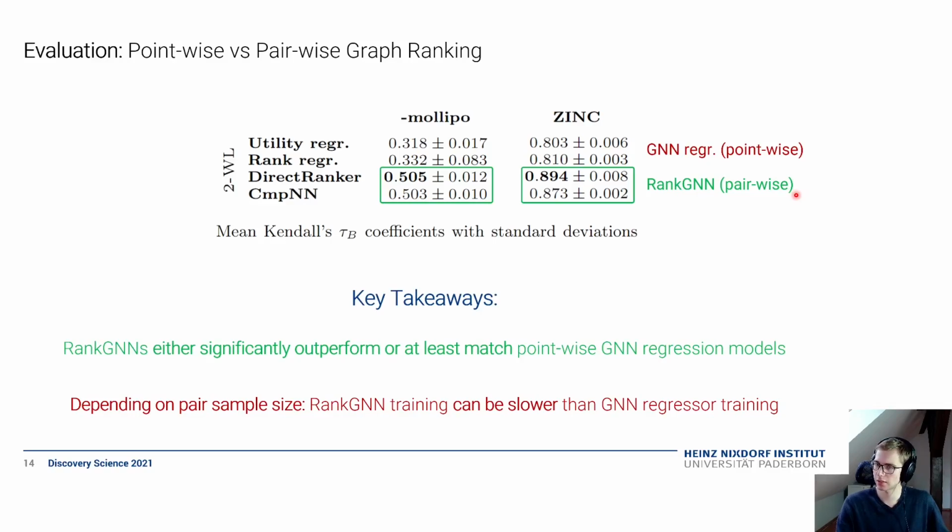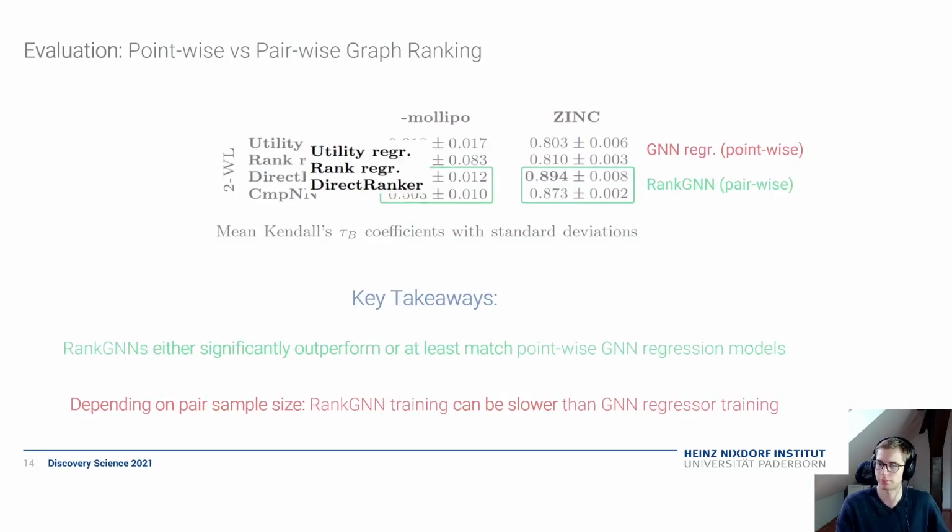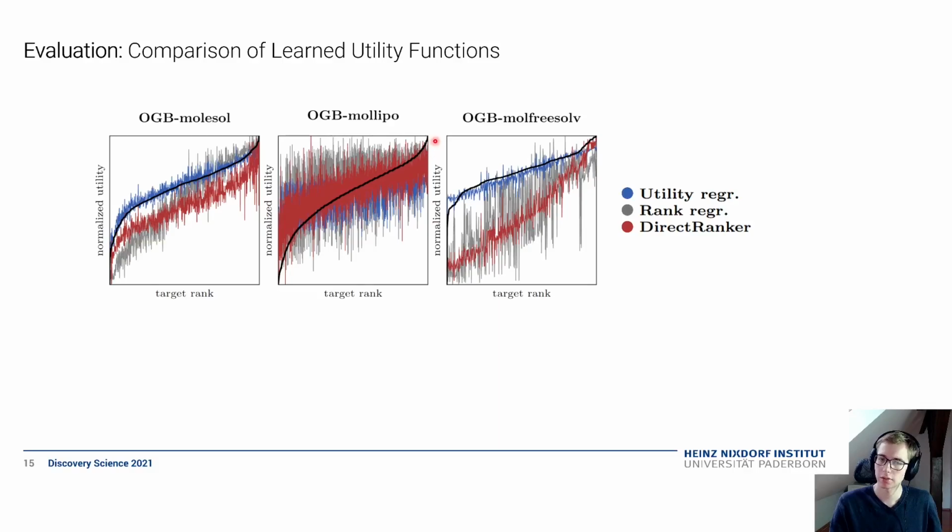Now, to get a better understanding as to why these pairwise approaches apparently perform so much better than the pointwise regression approaches, let's take a closer look at the utility functions that are actually learned by them. What you see here in black is the original target utility, which was used to train the simple utility regression model, which is shown here in blue. In gray, you see the pointwise rank regression model, which was trained directly on the target ranks. And lastly, the red direct ranker curve here shows the utility values that were learned implicitly based on the ordered pair preferences it was trained with.